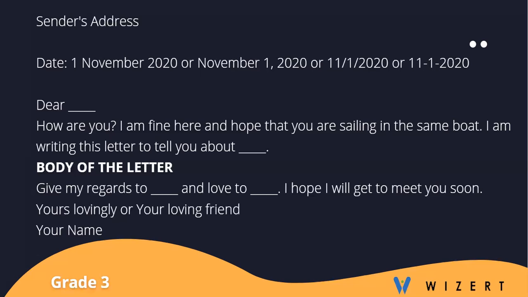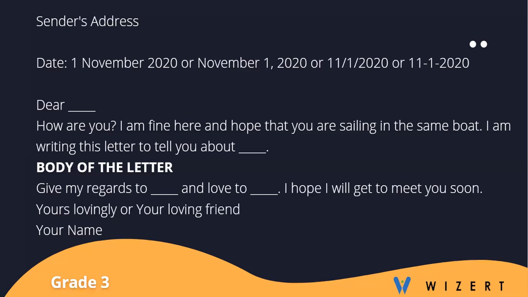In the third paragraph, you generally give your regards. For example, if you're addressing a letter to your dad, then you could give your regards to your mother or your grandparents. And if you're writing a letter to your friend, then you give your regards to their parents. So, for example, I could say, give my regards to your parents and love to your younger sibling. I hope I'll get to meet you soon. Yours lovingly or your loving friend.